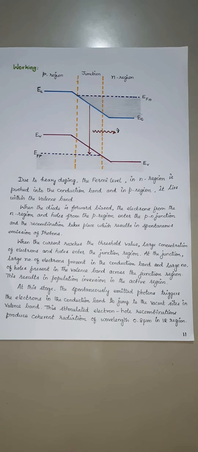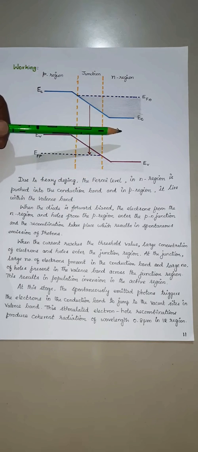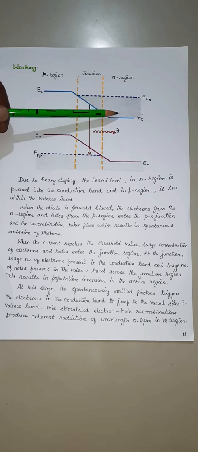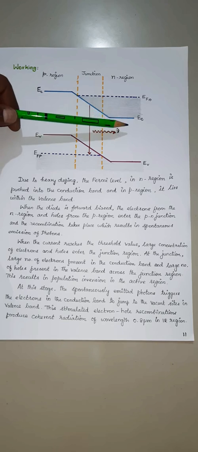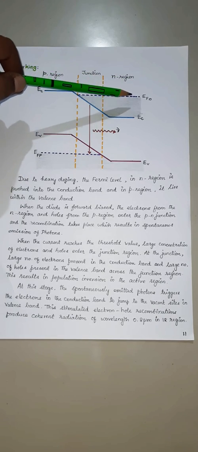So coming to the working of the diode laser, at thermal equilibrium, the Fermi level is uniform across the junction. Because it is a heavily doped diode, the holes that occupy the energy levels in the valence band push the Fermi level within the valence band. In the same way, in the N region, as it is heavily doped, the electrons occupy the energy levels near the conduction band, and this pushes the Fermi level into the conduction band.